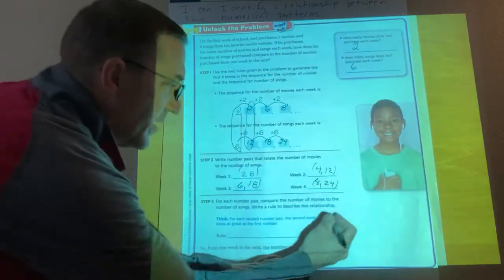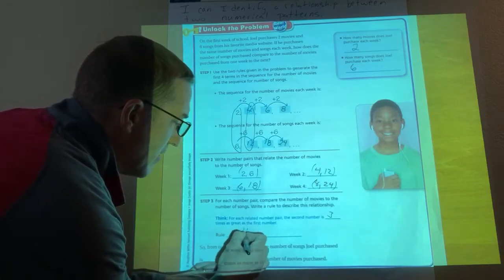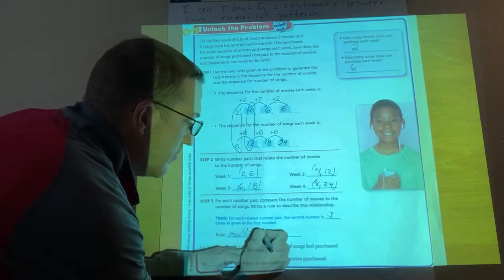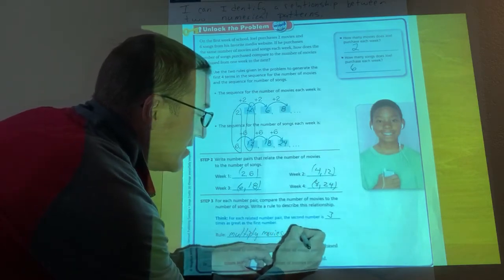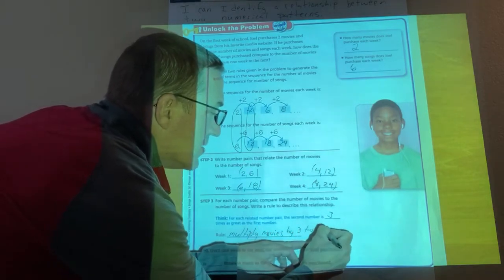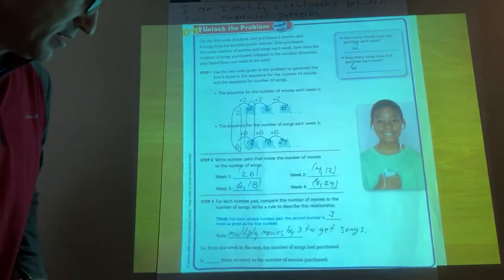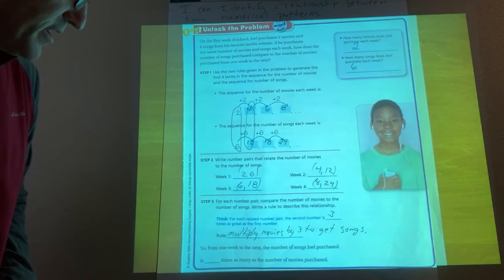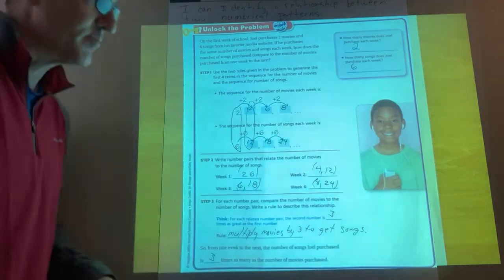So it's 3 times. So my rule is multiply movies by 3 to get songs. All right. So from one week to the next, the number of songs Joel purchased is 3 times as many.